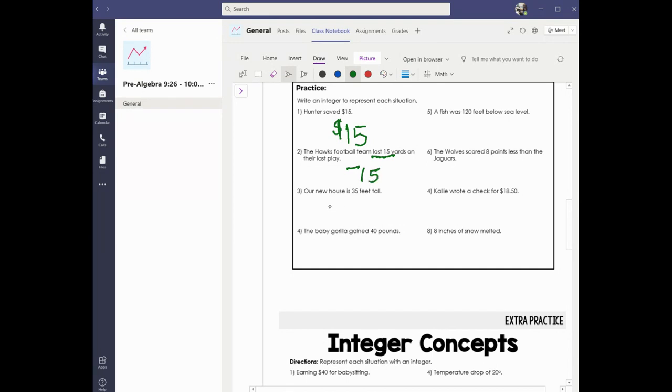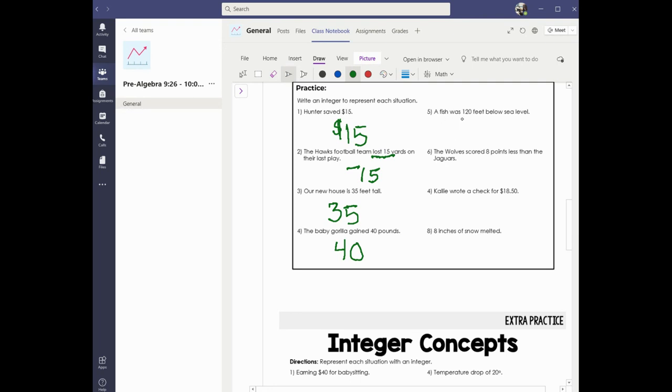If our new house is 35 feet tall, that's a positive 35 feet. If the baby gorilla gained 40 pounds, that's a positive 40 pounds. Now, students, you'll notice when the numbers are positive, I do not need to write the positive sign. If they were strung together in a number sentence, then I would, but because they stand on their own, I do not need to use the positive number.